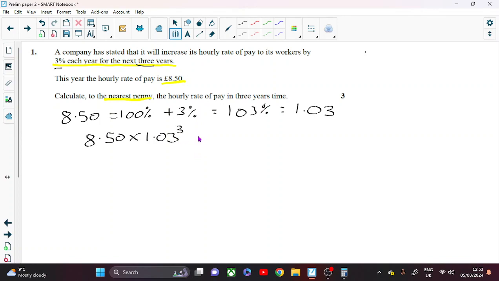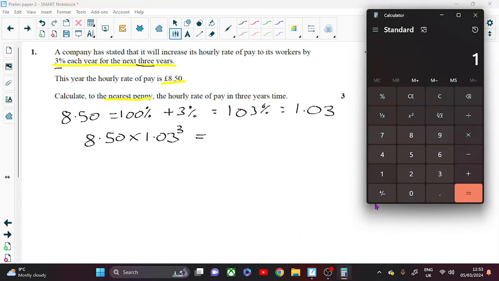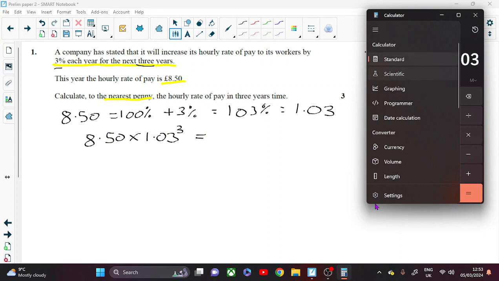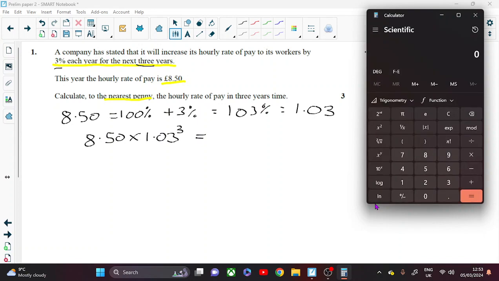We stick that into our calculator, which is here. 1.03 to the power, I need the scientific calculator. Right, so let's try that again. 1.03 to the power of 3. And I'm going to times that all by my £8.50. Now you put it into your calculator however your calculator does it.